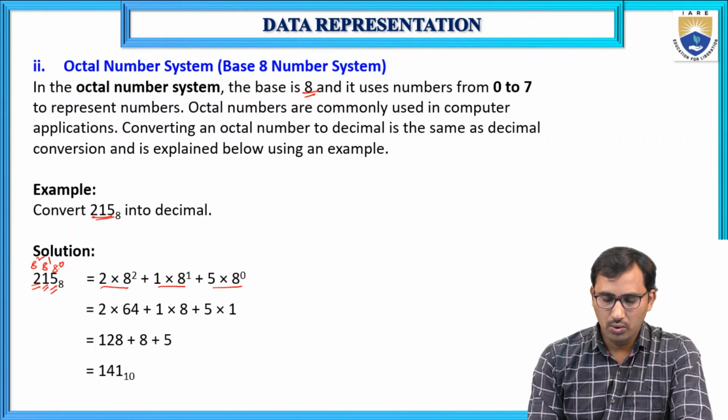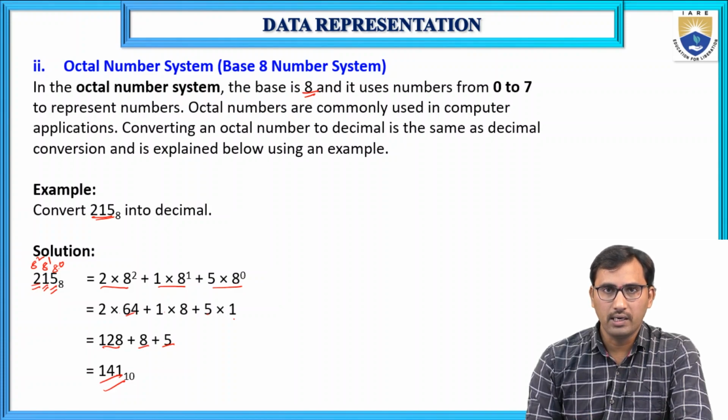So 2 into 8 square, 8 into 8, 64, plus 1 into 8 plus 5 into 8 power 0, 1. So 2 into 64, 128, 1 into 8, 8, 5 into 1, 5. So total you will get 141. So in this way any number can be converted into decimal.